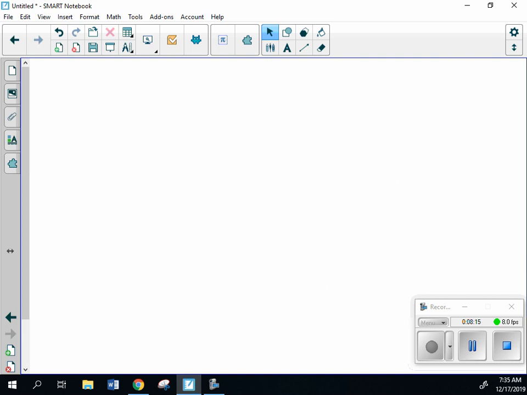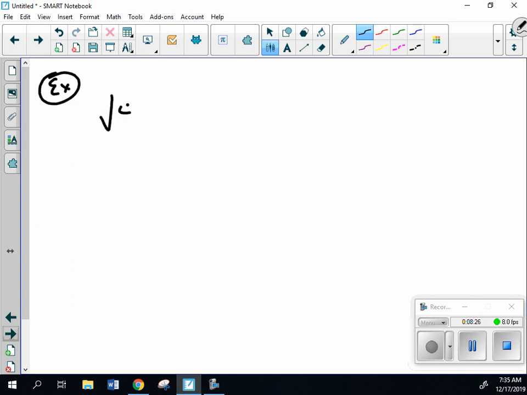Last but not least, I have one more example. I know I'm getting lengthy here, but I want to do one that has square roots on both sides. It's actually easier than what you think, so this shouldn't take too long.